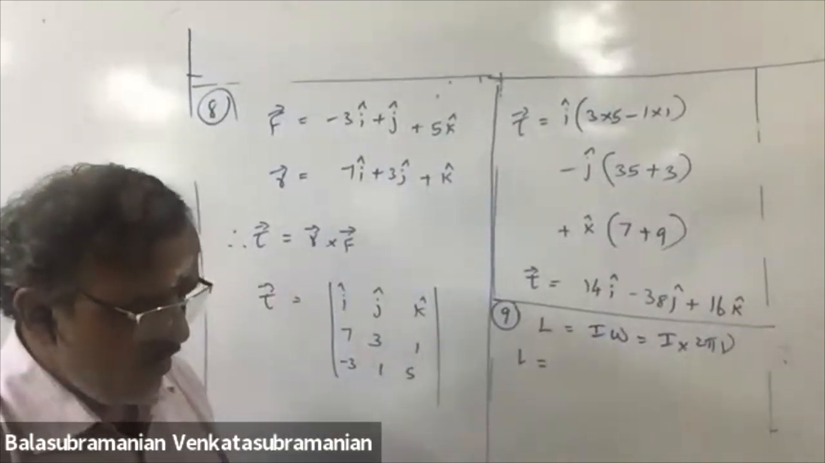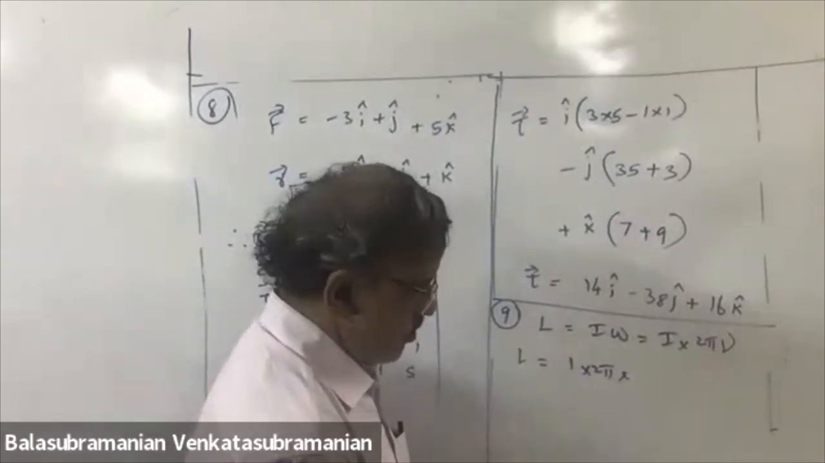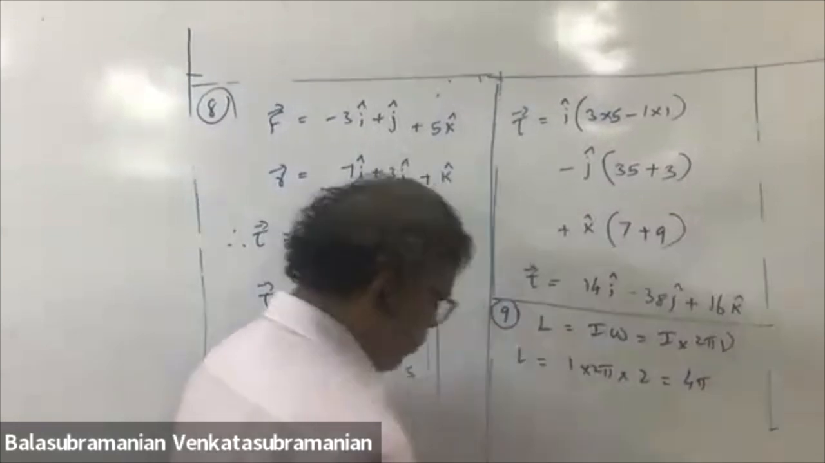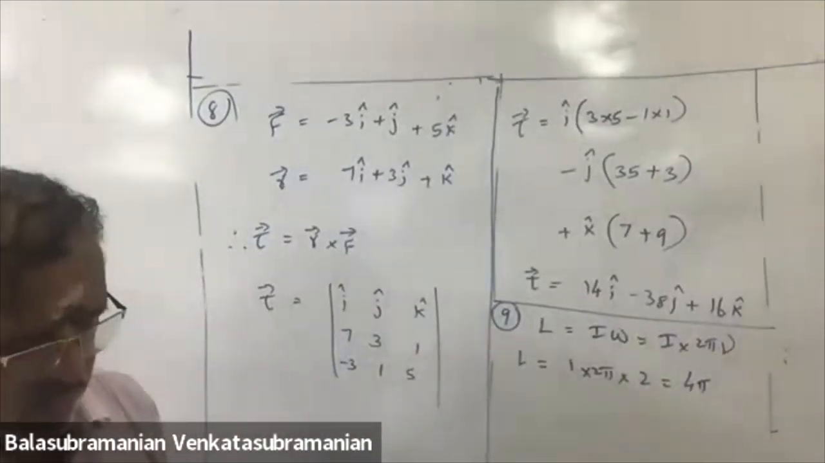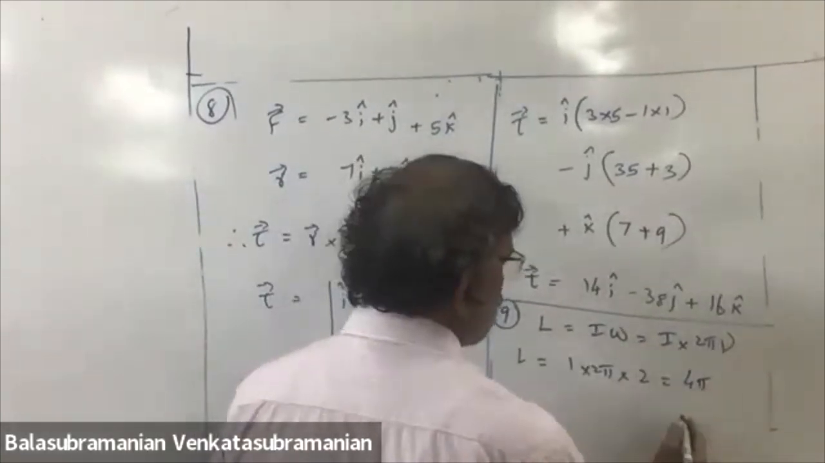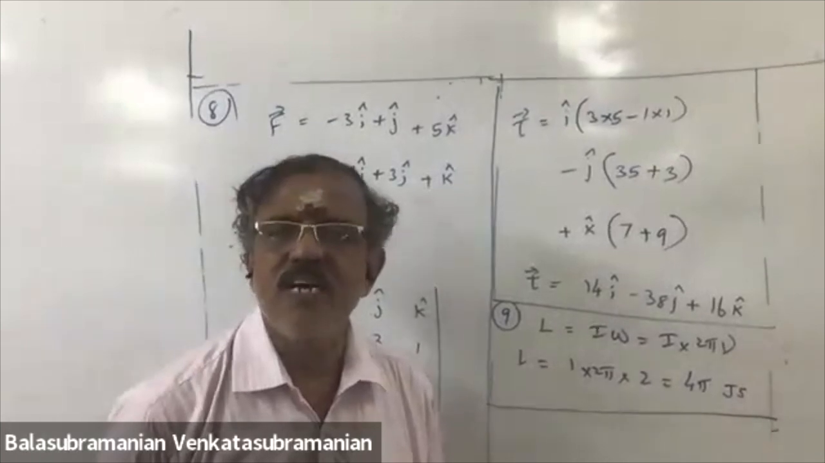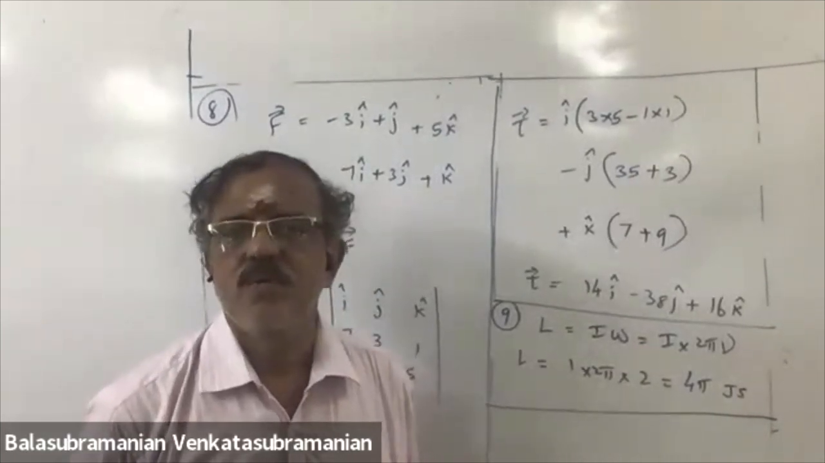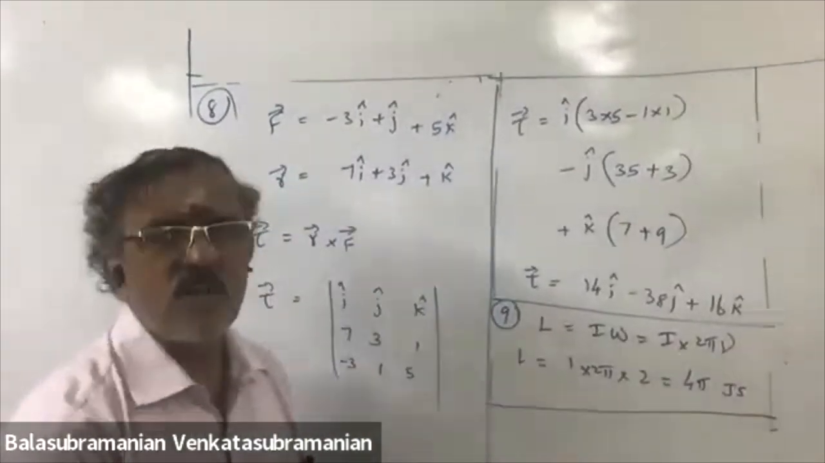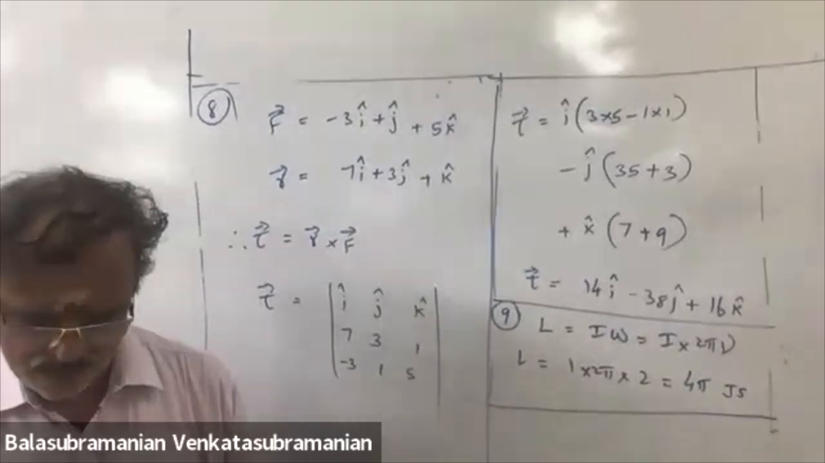What is moment of inertia given? 1, into 2 pi into nu. What is the number of revolutions? 2 revolutions. So the answer is 4 pi radian per second into kilogram meter square. So joule second you will get. I omega: kilogram meter square, radian per second. Combined, you will get joule second. Straight simple problem related to angular momentum. Ninth problem done. 10th one.